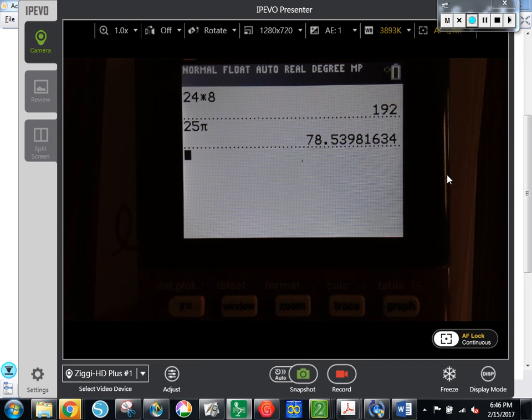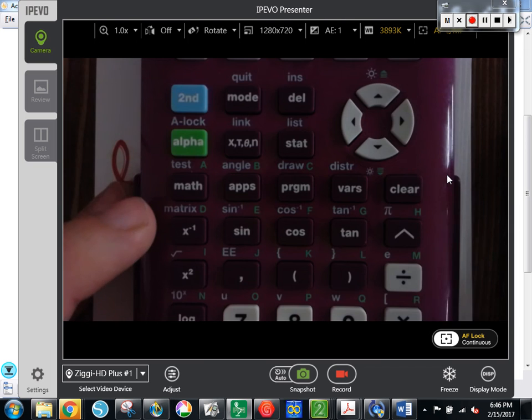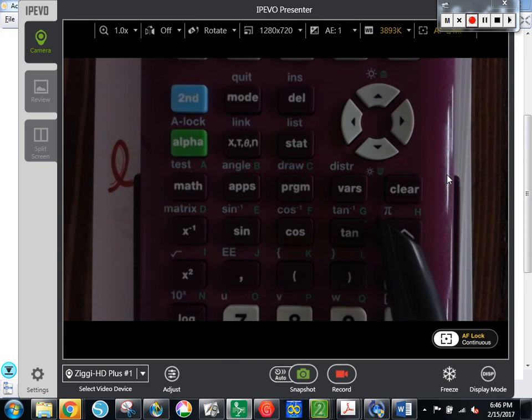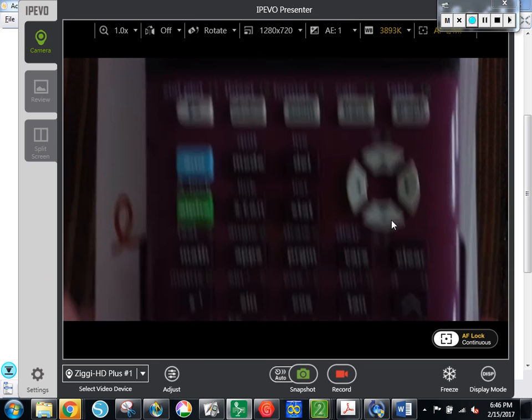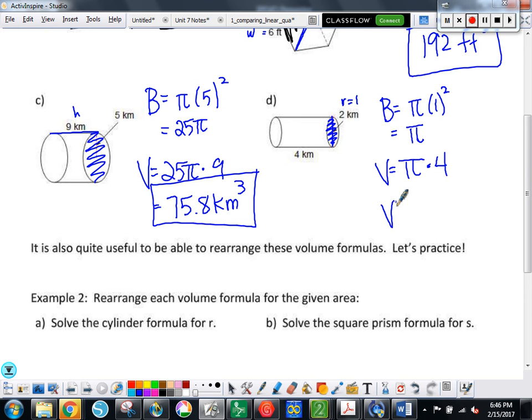now most of your calculators should have a pi button. Mine right here is the second, I don't know if you'll be able to see it. It's second, and then that little up arrow right there. Can you kind of see that little pi right here? Or if you want to type 3.14, your answer will be a little off, but it will be pretty close. So 12.6 kilometers cubed.